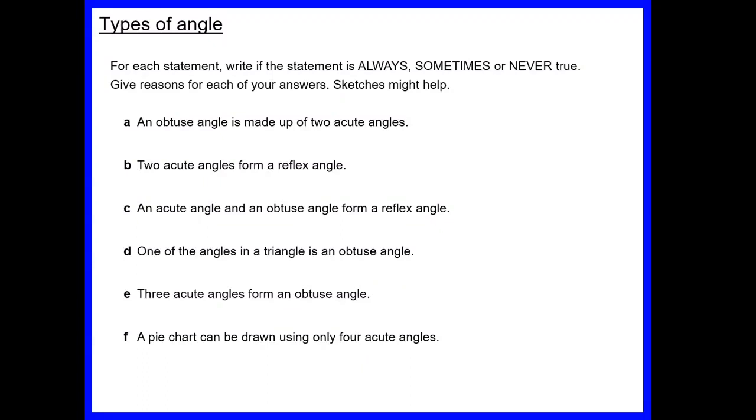Alright then, so now we've got an idea of those different types of angles, we're going to have a look at whether the statements are always, sometimes or never true. I'm going to try and give reasons for our answers. So these questions are all about those different types of angles and the numbers between. So pause the video now, have a go at working out if these are always, sometimes or never true, and giving a reason for your answer. As it says, drawing a sketch might help you to know if these are true or not.